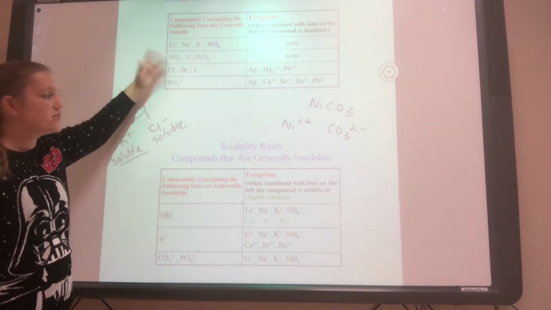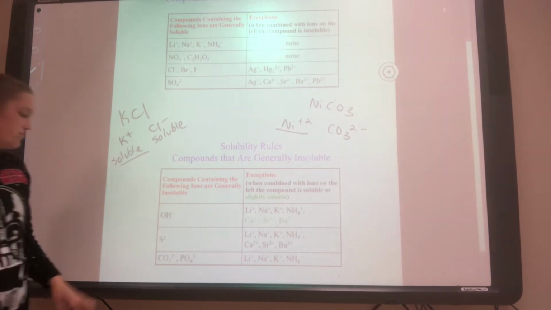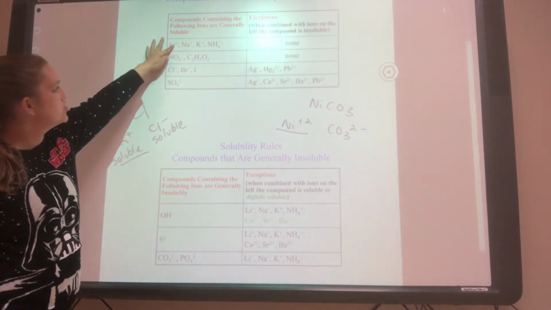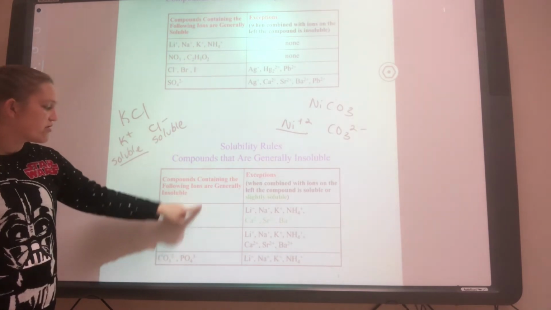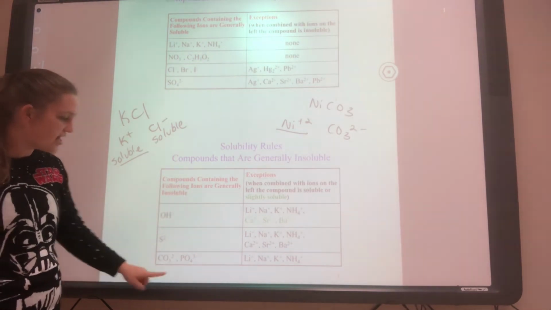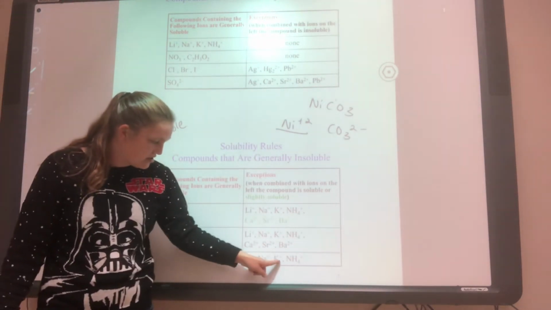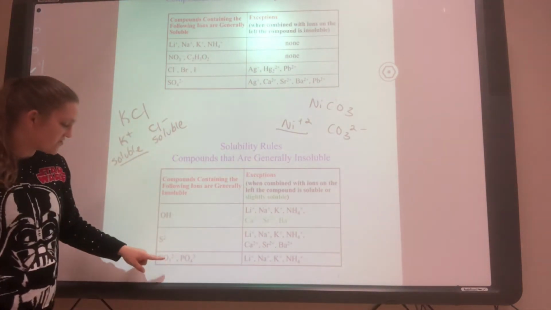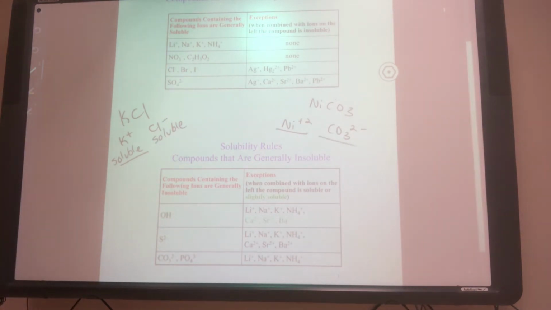Nope. Okay, that's fine. You're not going to find every single one, so I didn't find that one. Do I find CO3 2 minus? Here it is. So it says it's generally insoluble unless it has any of these. So his partner was Ni. So is Ni here? Nope. So if I have CO3, then that means it's insoluble. So the CO3 is telling me he's insoluble.